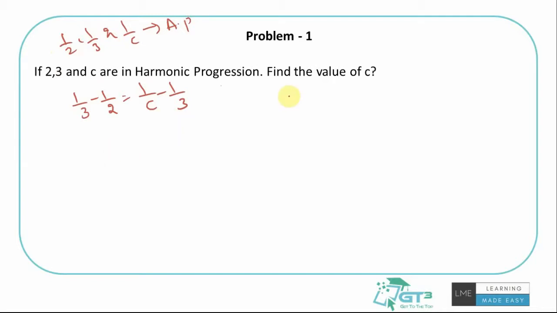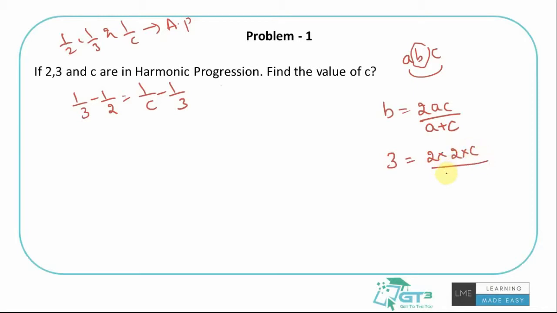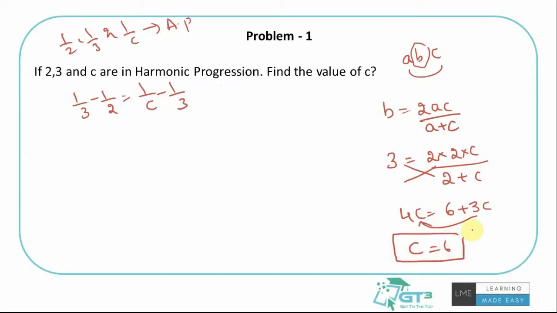The other way: if I know that for 3 terms A, B, C, B must be the harmonic mean of A and C, right? So B should be equal to 2AC by A plus C, if you remember the formula we discussed in the beginning. So B is 3, A is 2, C is the one which we need to find, that is 2 plus C. Cross multiply: 2 2s are 4C equals 3 2s are 6 plus 3C. It goes this side. 4C minus 3C, C is equal to 6. So we calculate the value of C to be 6. We'll get the same answer if I solve in this view also. Nothing different. It's just about how comfortable you are with the fractions.